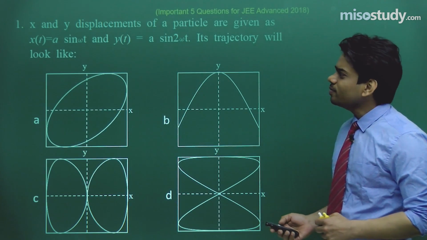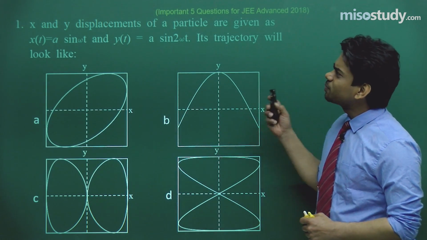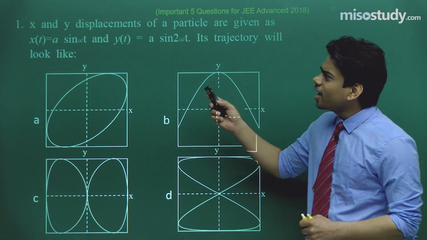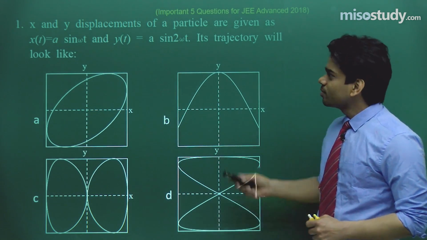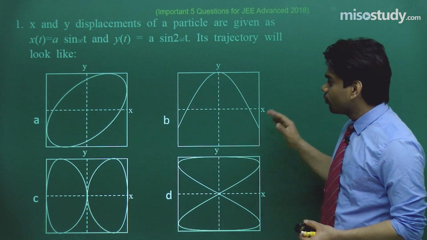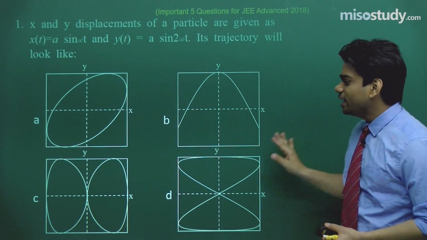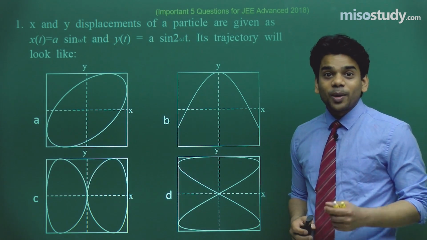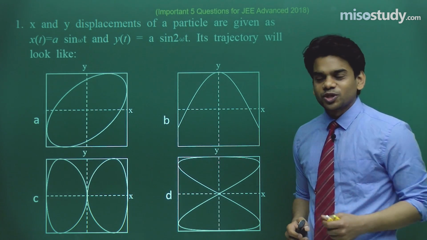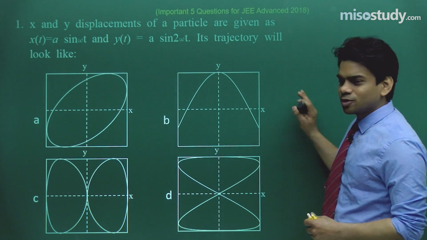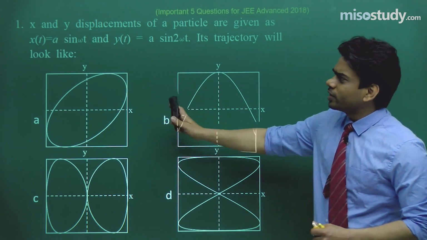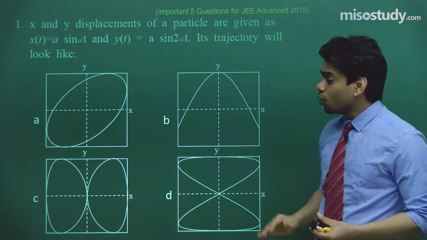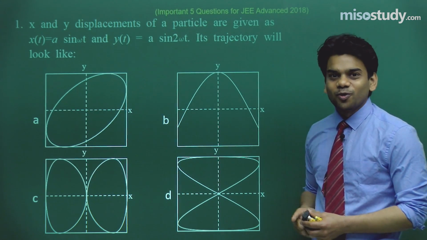Let's go ahead. The first question: x and y displacement of a particle are given as x equals a sine omega t and y equals a sine 2 omega t. Its trajectory will look like, we have given 4 curves, A, B, C, D. You would have learned about motion in a plane, and the path of parabolic projectile motion. In today's question, we are provided with the x variable and the y variable, how they are related, and then we have to sort out which curve actually suits the given equation.